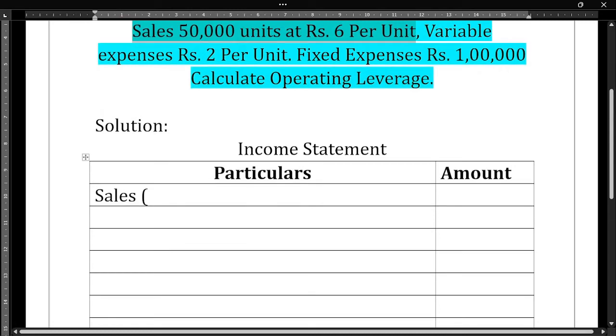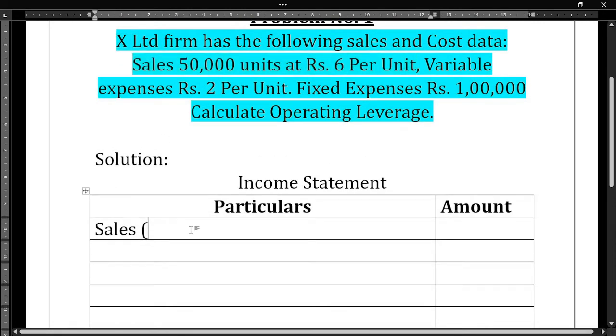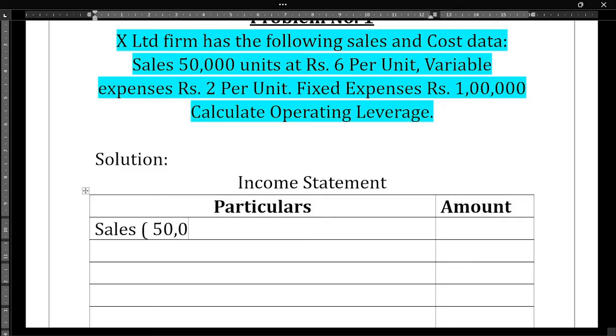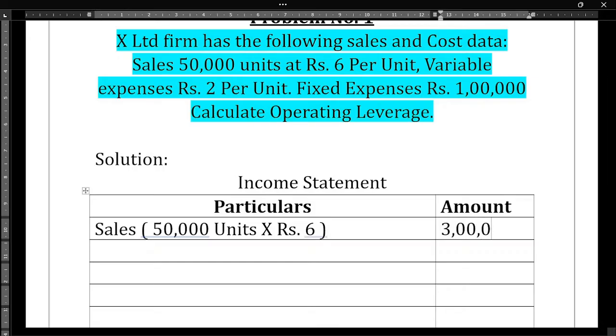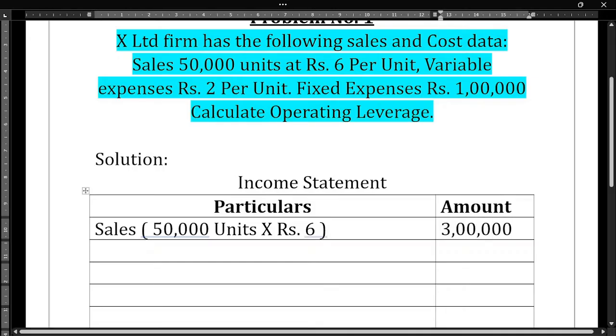Now, they have not given the sales directly, so we have to calculate. So, 50,000 units into 6 per unit. So, each unit was sold for rupees 6. So, you need to calculate 50,000 into 6. So, you will get 3 lakh. So, the total sales value is 3 lakh.